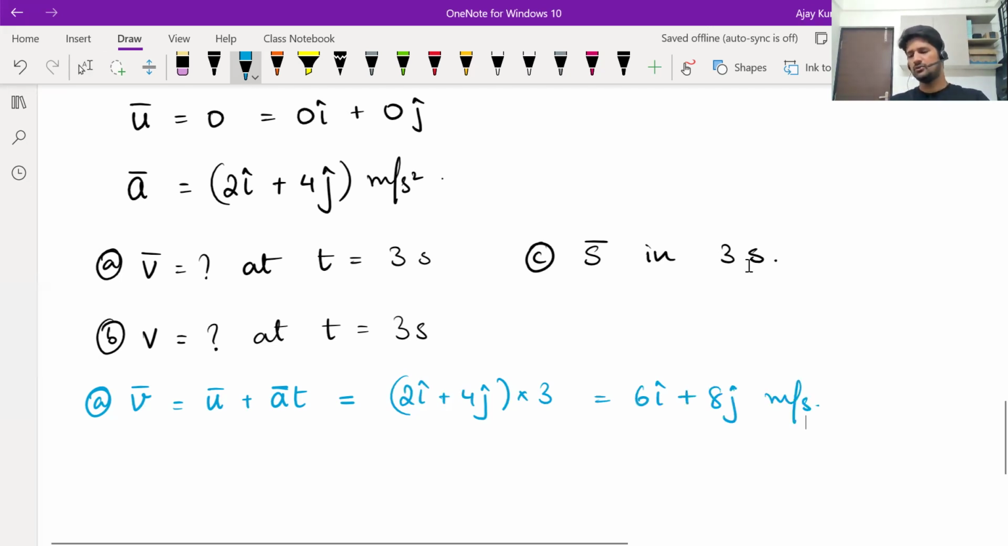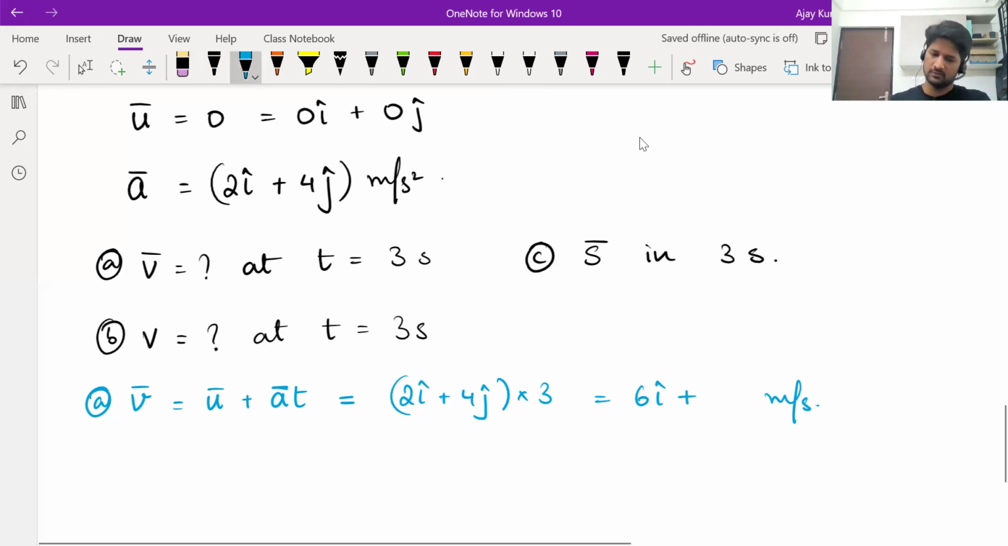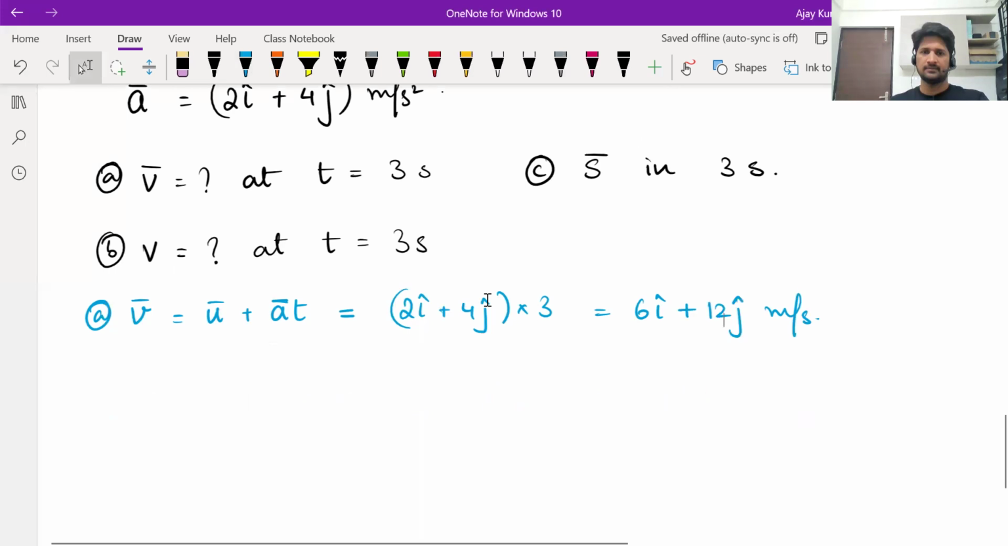And you should not say the magnitude when you're asked velocity, because velocity is something which comes with a direction. You can't simply tell the magnitude and call it velocity. So you can just leave it like this. This vector itself is the velocity vector. 6i cap plus 8j cap. Okay, 12, sorry, 12. 4 threes. This vector itself is the velocity vector after 3 seconds.